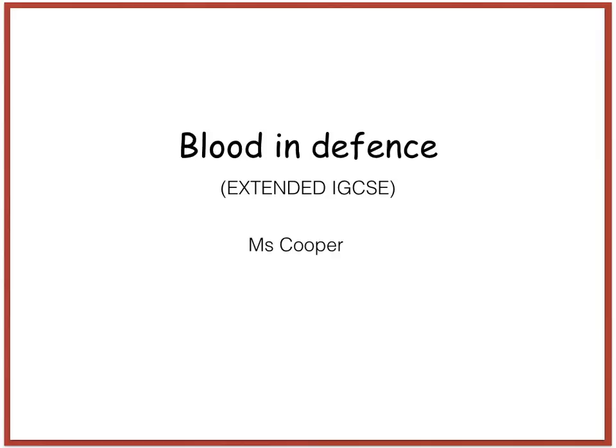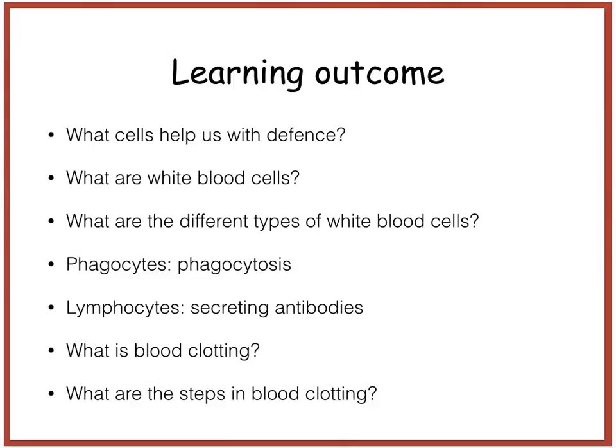In this topic, we're going to discuss blood and defence, so this is for extended IGCSE. By the end of this topic, you should be able to answer the questions, what cells help us with defence? What are white blood cells and what are the different types of white blood cells? So we're going to look at phagocytes and how they're involved in phagocytosis, lymphocytes and how they secrete antibodies. We're also going to look at blood clotting and the different steps in blood clotting.